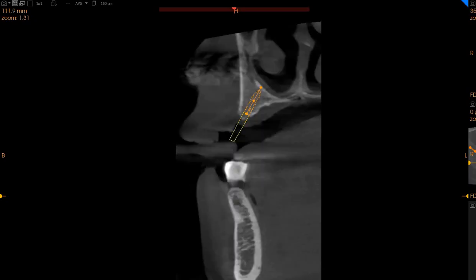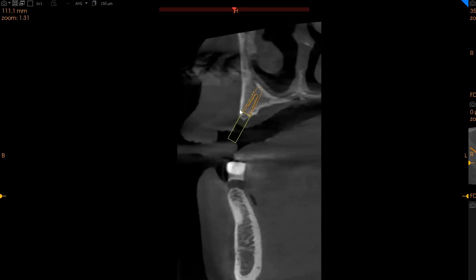This is the upper left posterior most implant, and here also you can see we've got a ridge width of approximately 5 millimeters and a ridge height of approximately 10 millimeters.